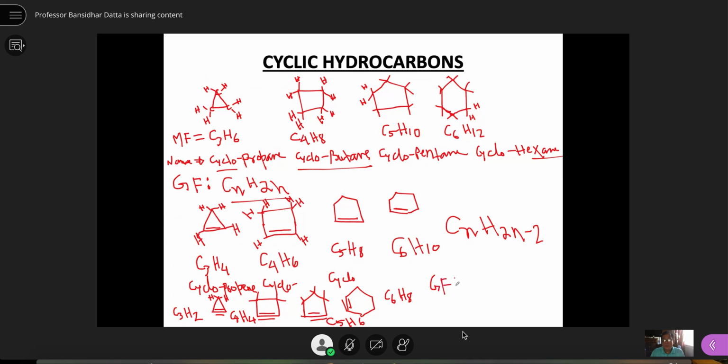General formula. CnH2n minus 4. Very good. That is correct. Name. What's the name of the first one? Cyclo.